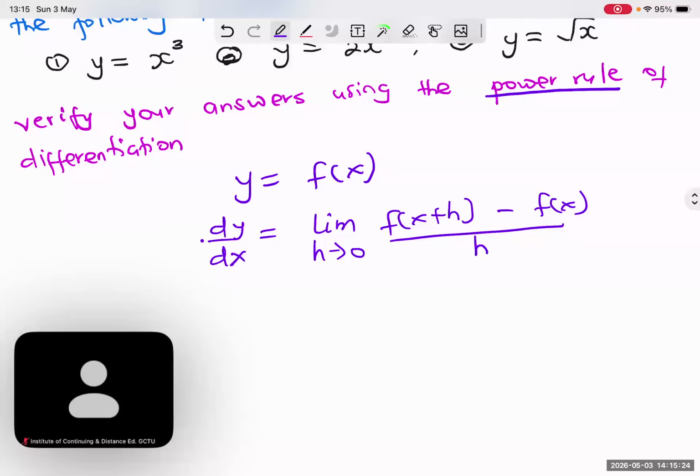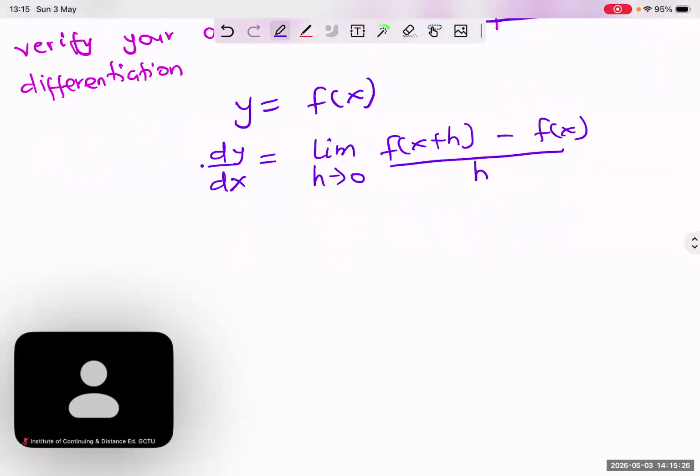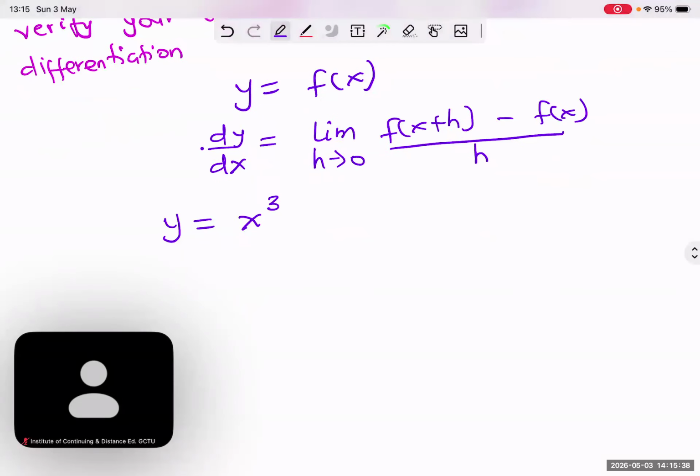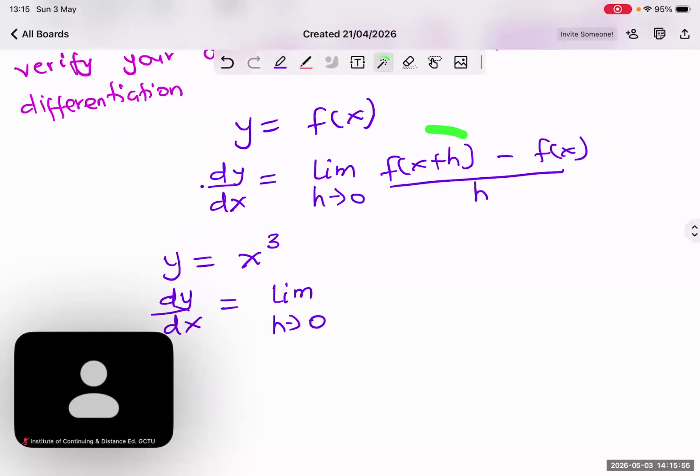So let's look at attempting the first question. The first question is y is equal to x raised to the power 3. We want to find the slope or the rate of change of this function. This means that we are going to find a small change in y over a small change in x. And this is equal to, I'll write down the first part of the formula, and that is the limit as h approaches 0.